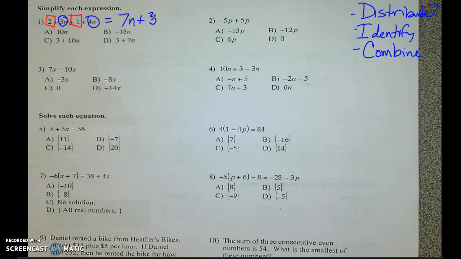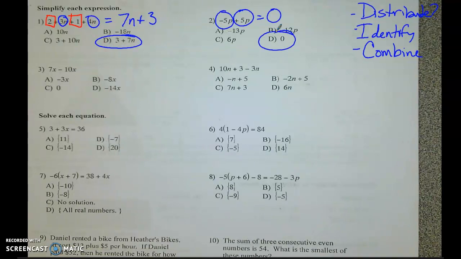So we end up with 7n plus 3, okay? Comparing our answers, right here D, 3 plus 7n is equivalent because with addition you can put it in either order. Number 2, do we have to distribute? No. Identifying like terms, negative 5p, positive 5p. Those are opposites. So negative 5p plus 5p equals 0. So that means that D is the answer.